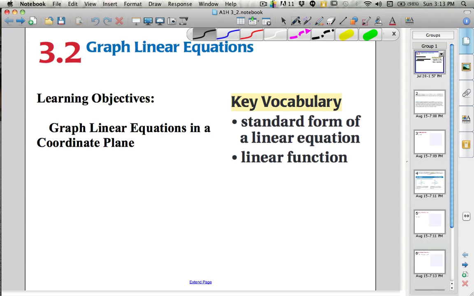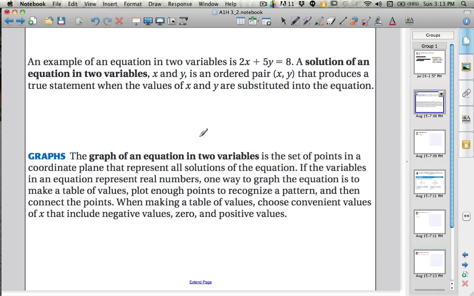In section 3.2, we're going to continue working with graphing linear equations. And we want to go ahead and graph the linear equations in the coordinate plane that we discussed in 3.1. Our new key vocabulary is standard form of a linear equation and what is a linear function. So let's talk about that really quickly.